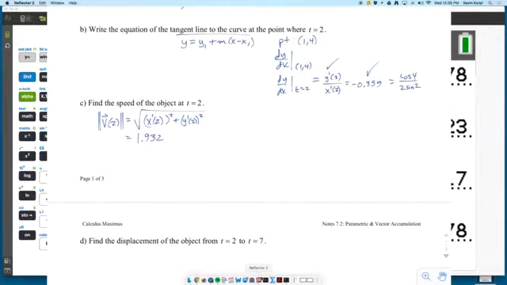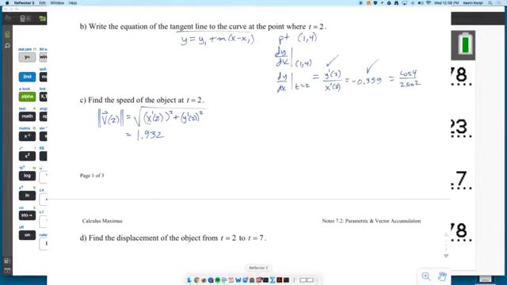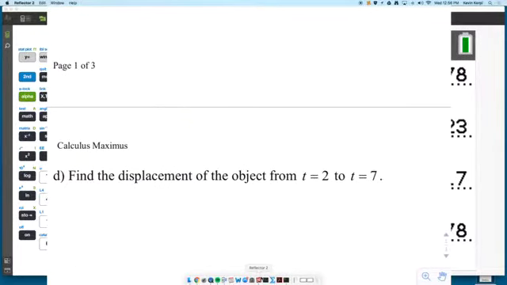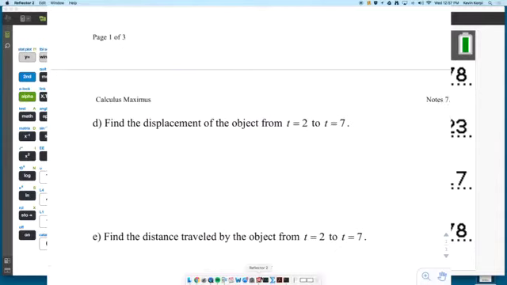Part D. We haven't really done any integrals yet. That's where D comes in. Find the displacement of the object from 2 to 7. So for parametrics, is displacement going to be 1 number or 2 numbers? 2, right. We have to find the individual displacements. Distance traveled is still 1.